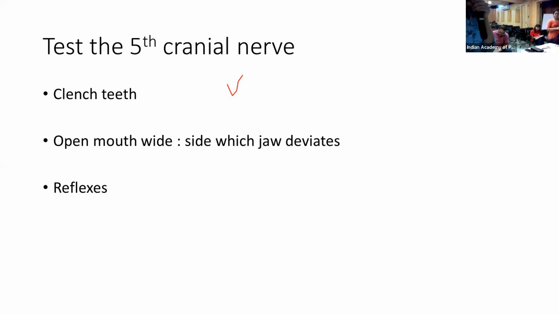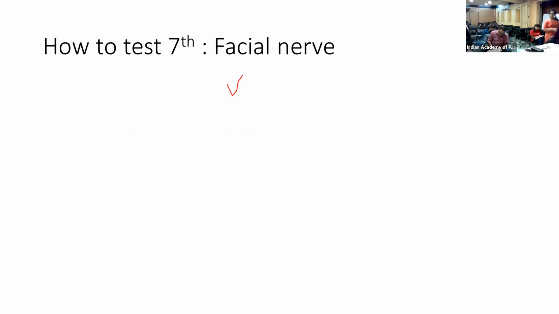And jaw jerk, correct? Sensory, can you tell me the three divisions of the trigeminal nerve for sensory innervation? Ophthalmic or frontal, whatever you want to say. So you have to check in all the three areas for sensations. You can also check for temperature and touch in these three areas. So that is sensory. The next is how to test the seventh nerve.